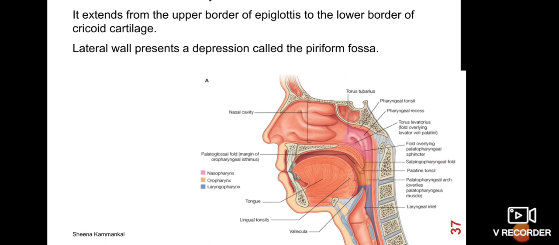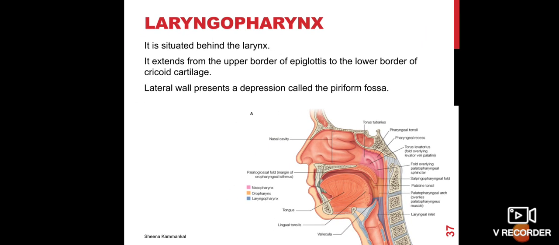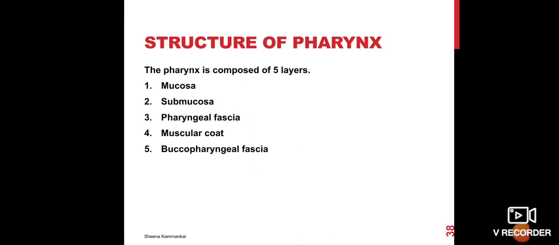This piriform fossa is the one and only feature present on the lateral wall of the laryngopharynx. While comparing these three areas, the nasopharynx has more features, and the laryngopharynx and the oropharynx have only one feature on their lateral wall. The piriform fossa has some clinical importance because the nerve supplying the larynx, called the internal laryngeal nerve, lies just beneath the mucous membrane of the piriform fossa. So any damage to this nerve can cause sensory loss to the upper part of the larynx.